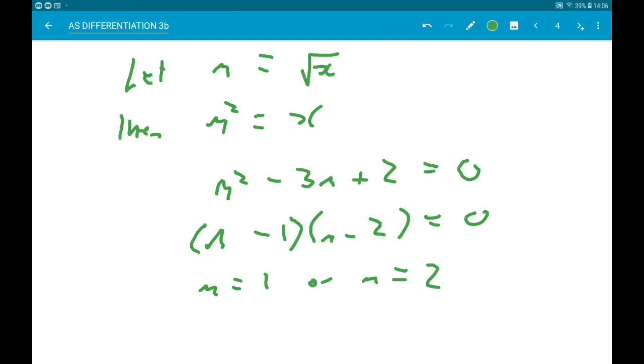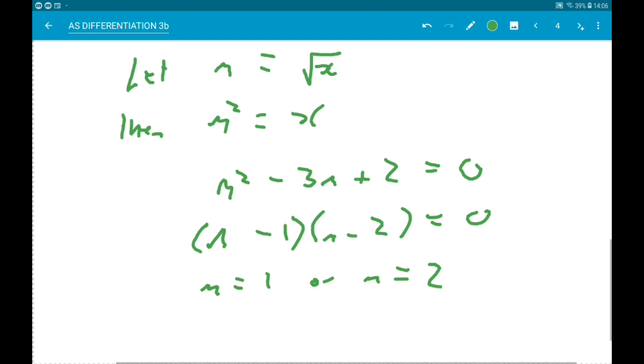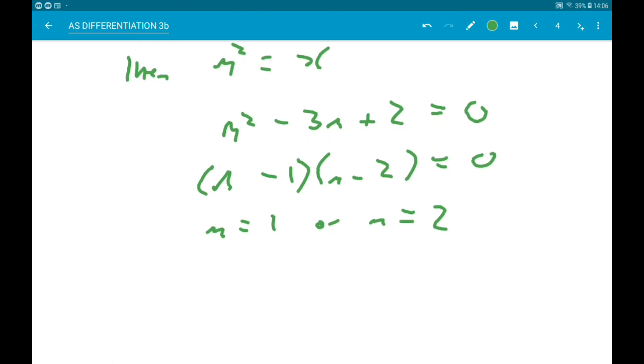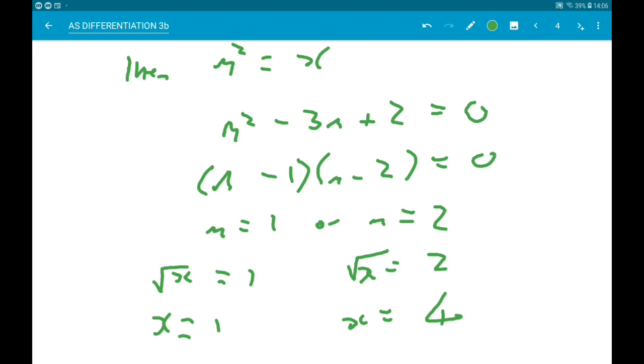Now remember, we said that m was root x. So root x is 1, gives us the one that we know. X is 1. The one that we don't know is when root x is 2. Square that and x is 4. So the x coordinate of the second stationary point is 4.